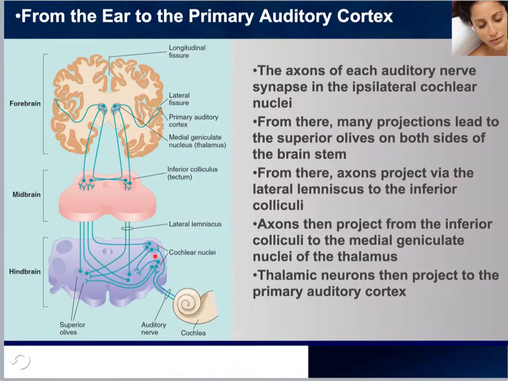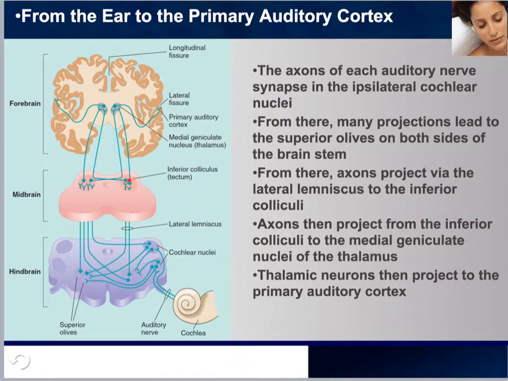From there are various projections that would lead over to the superior olives that are ventral, right? Ventral toward this right here, and anterior. So you'd see that it would go from here to some of the superior olives, but there's also connections that are made in a contralateral fashion. From here, the axons would then project via this nerve right here, the lateral lemniscus, and that would then go over to what we call the inferior colliculi.